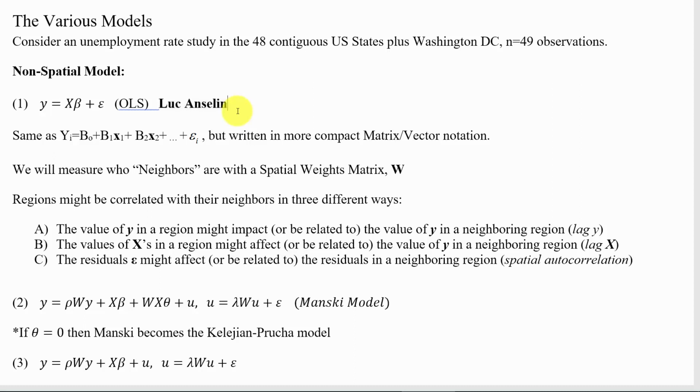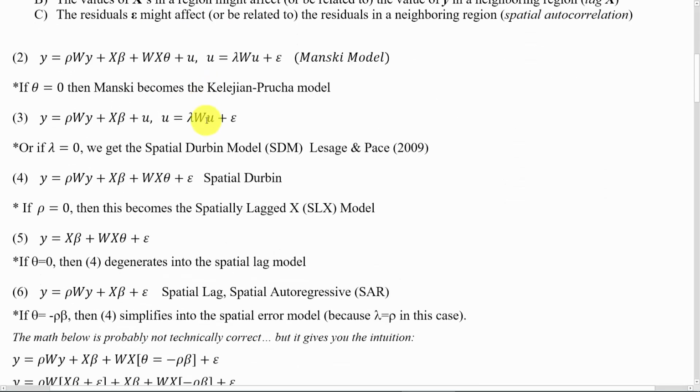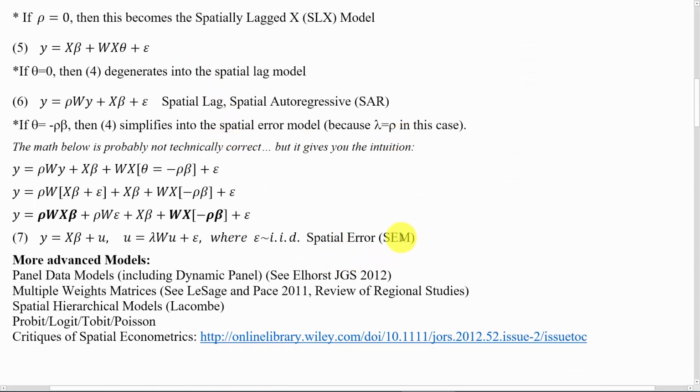Luke Anselin basically says, look, I advocate that you start with an OLS model. Just estimate a non-spatial model, and then what he does is set up some Lagrange multiplier tests, which ask the question, should we expand the model? And he focuses mostly on expanding it to either the spatial lag model or the spatial error model. So Anselin favors these two, the spatial error model or the spatial lag or spatial autoregressive model.